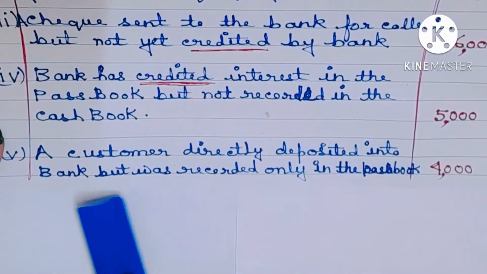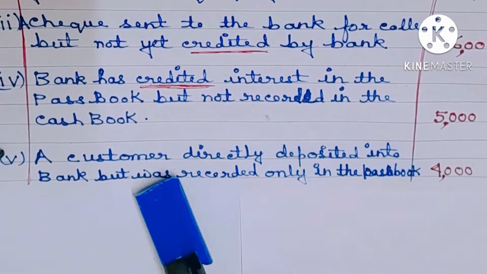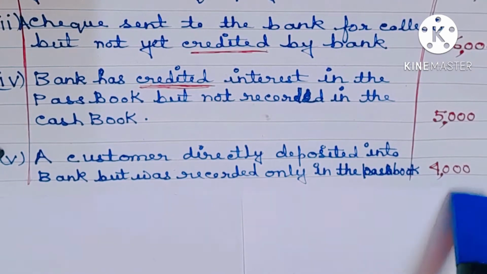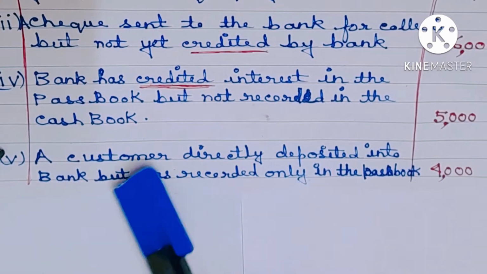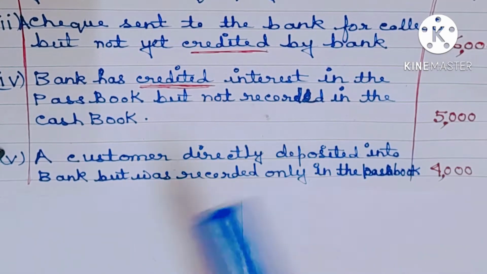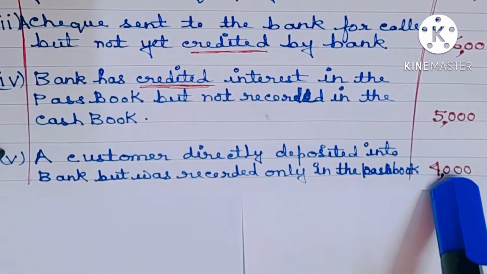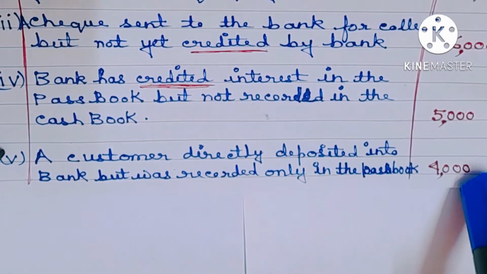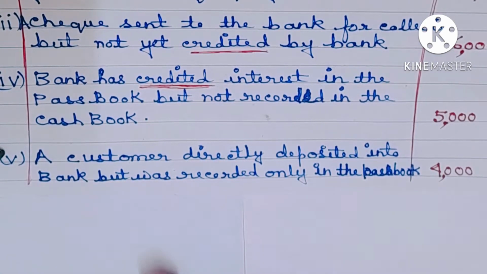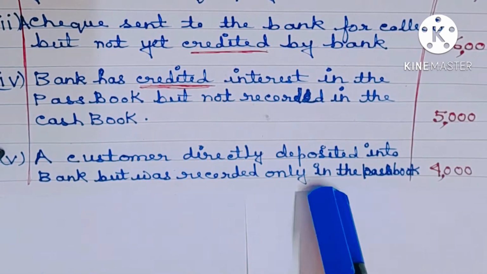The last transaction is a customer directly deposits into bank but was recorded only in the passbook. The amount is rupees 4,000. That means the customer has directly deposited rupees 4,000 into the bank. The bank has recorded rupees 4,000 in the deposit column or in the credit column of the passbook. So the passbook balance is more by rupees 4,000 but was not recorded in the cash book. See, but was recorded only in the passbook. That means it was not recorded in the cash book.